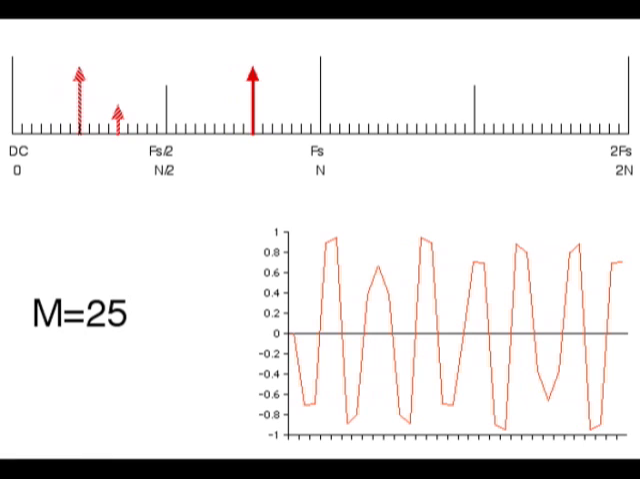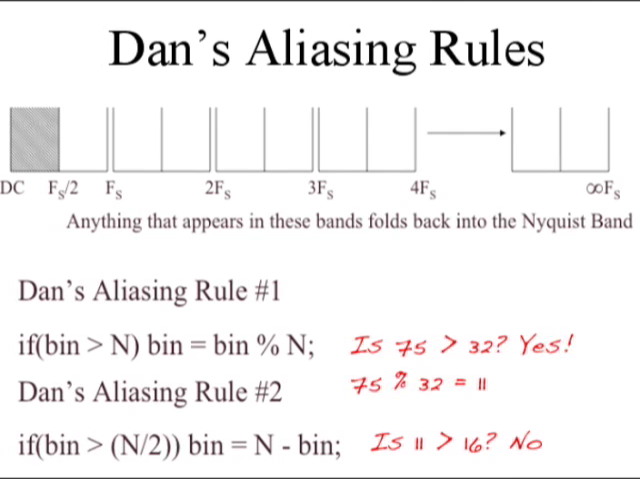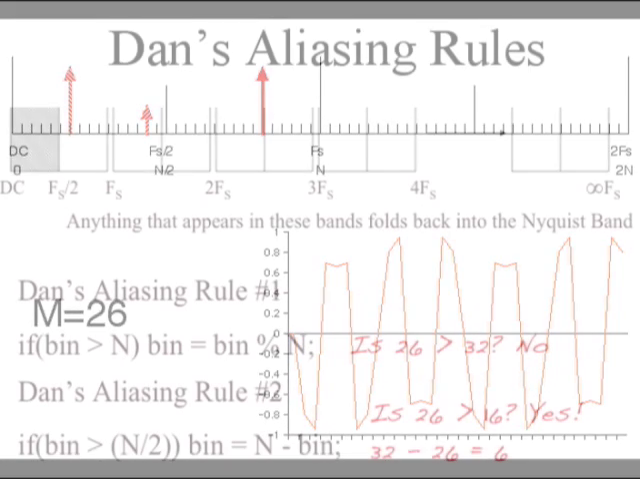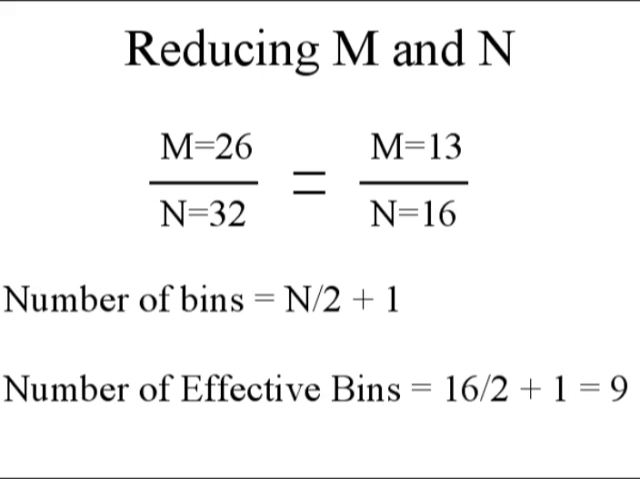An M of 25, on the other hand, is just fine, even though 25 is not a prime number. The fundamental alias is back down to bin 7, the third harmonic alias is back down into bin 11. With an M of 26, our fundamental is going to alias down into bin 6, and our third harmonic is going to alias down into bin 14. Here I've expanded the modulo operator, showing that 78 minus 32 is 46. 46 is larger than 32, so 46 minus 32 is 14, and then is 14 greater than 16? No. And of course 26 over 32 reduces to 13 over 16, so we end up with only 9 unique bins.